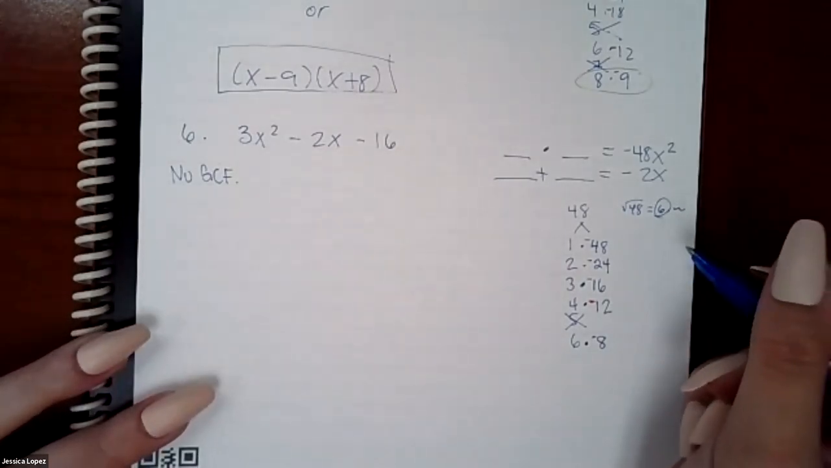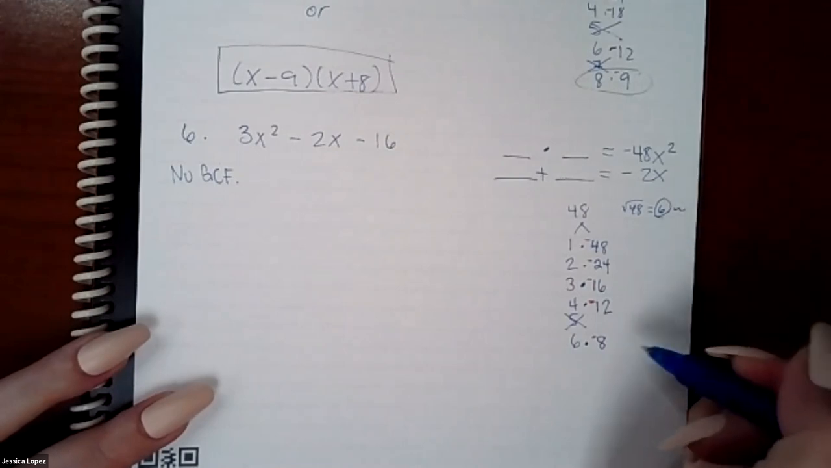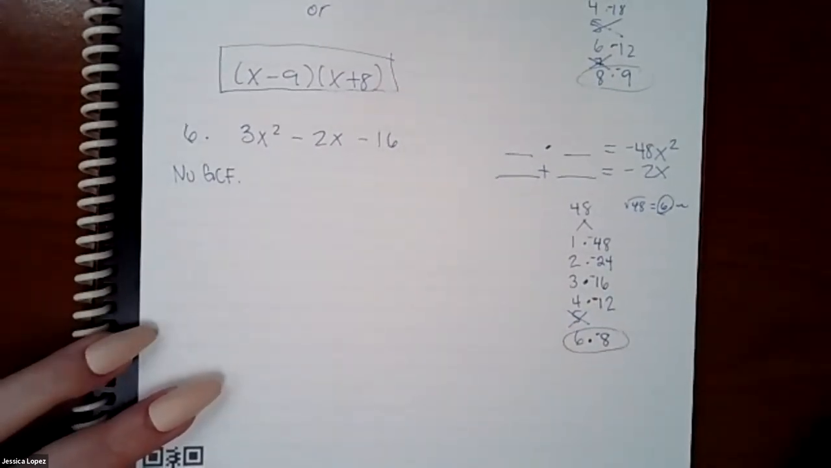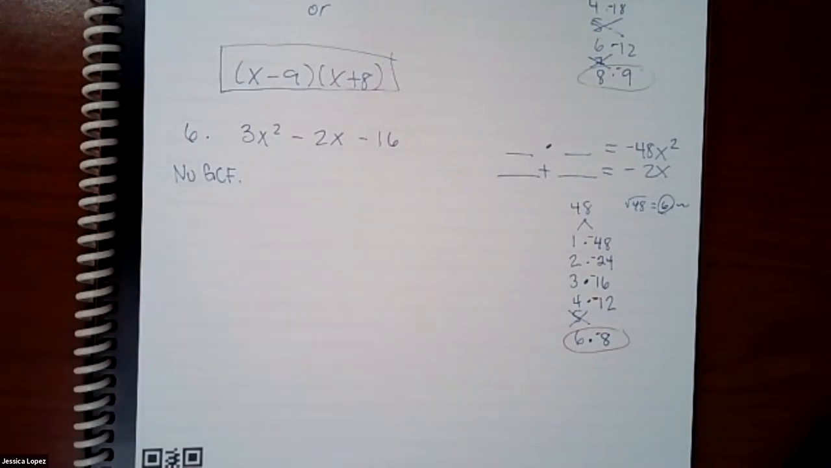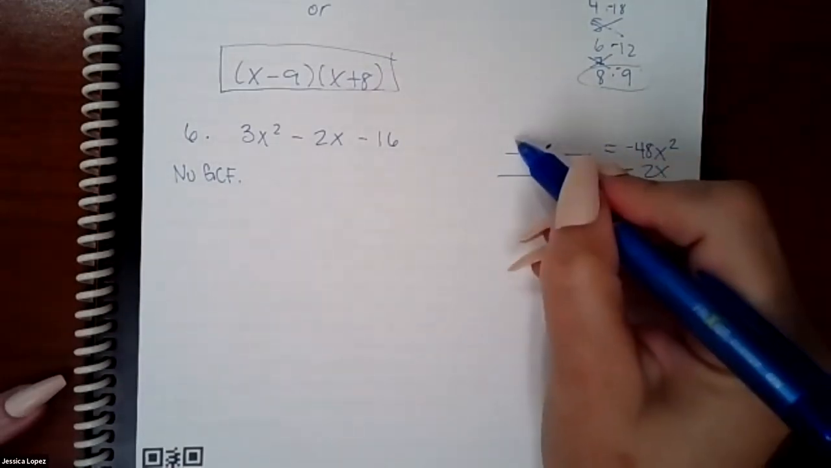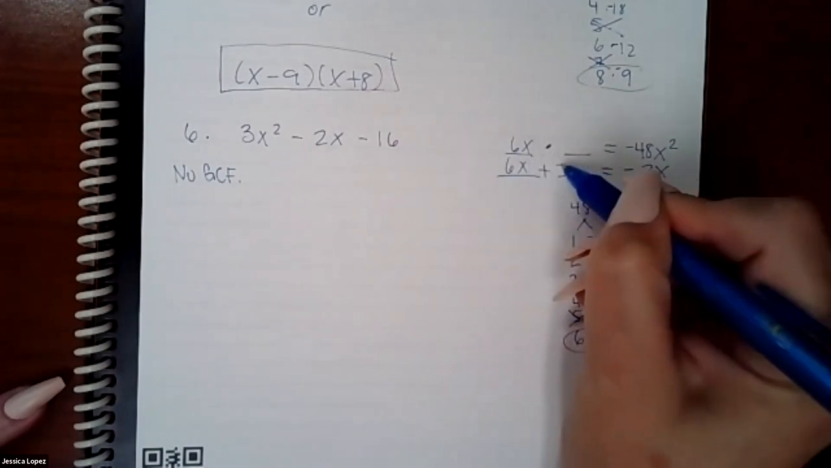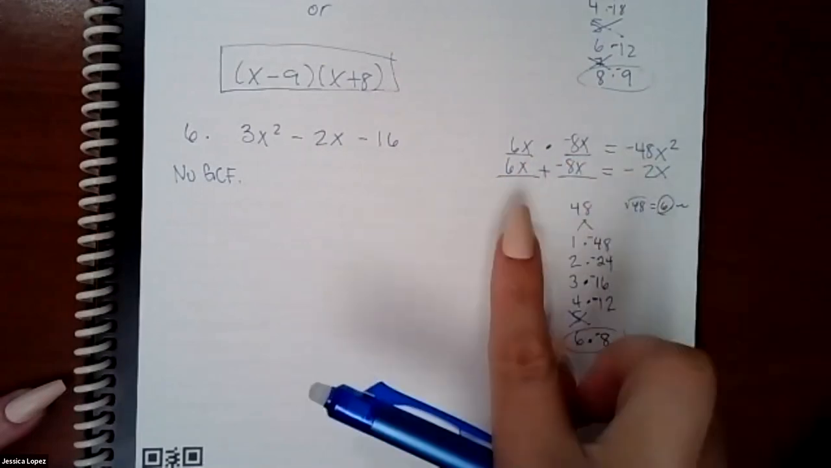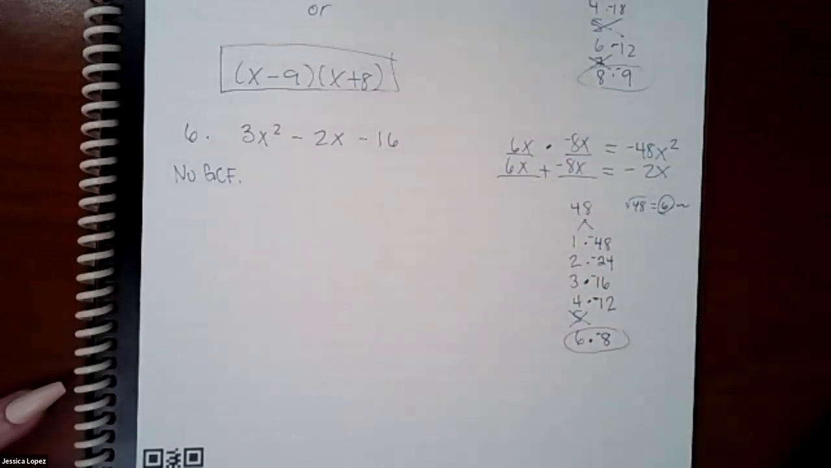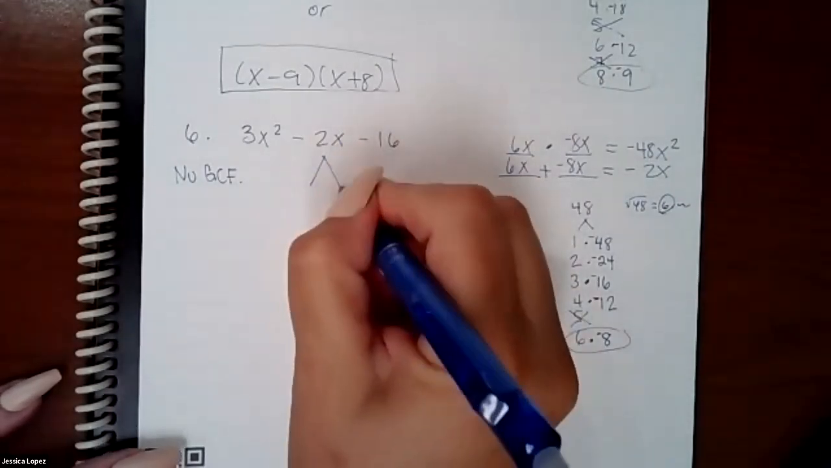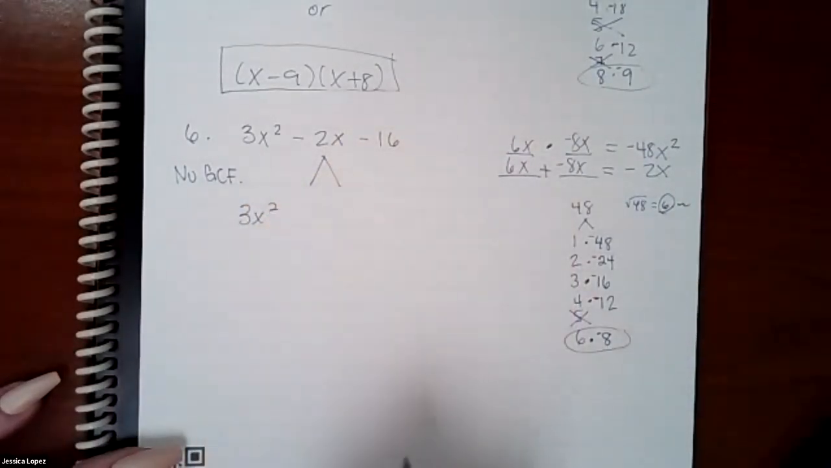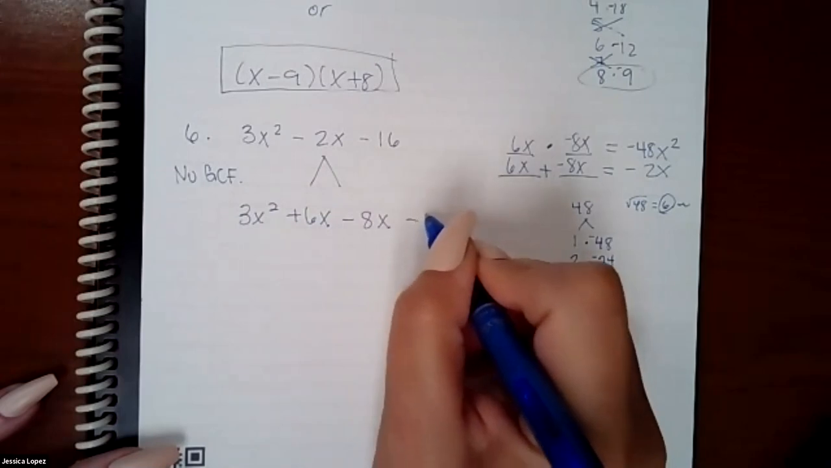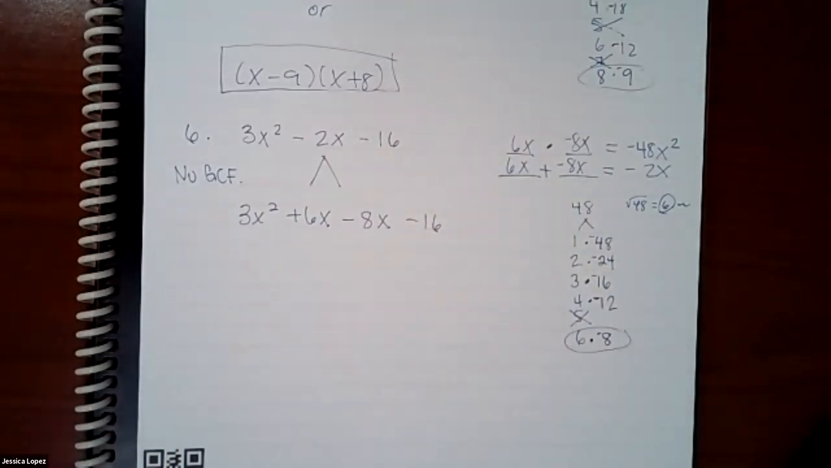Okay, so which one of these is gonna give me negative 2? Looks like this one is the one that's gonna give me negative 2 when I combine 6 plus negative 8. Is going to give me negative 2. So I'm going to have 6x, negative 8x. Just double check, is that product correct? And is that sum correct? So once we got that, we're going to split up this negative 2x into positive 6x and negative 8x. And then bring down the minus 16.